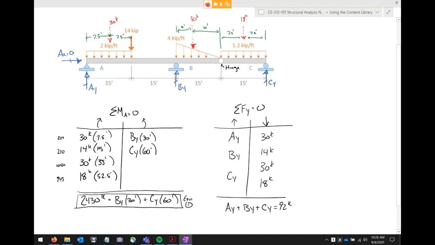Huh. Now I'm even more lost because I've got AY plus BY plus CY equals 92 kips. Okay. That's equation 2. Let's go ahead and circle that one as equation 2.